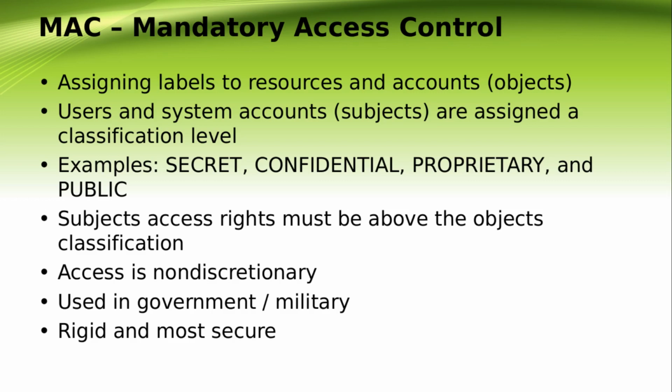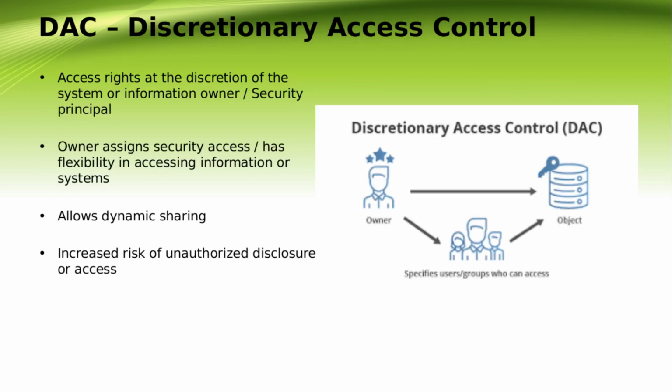Mandatory access control applies to all resources within the network and doesn't allow users to extend access rights by proxy. A slightly more complex system of access control involves restricting access for each resource in a discretionary manner. Discretionary access control: access rights are at the discretion of the system or information owner. The system's principal owner assigns security access, which is flexible in accessing information or systems, allowing the dynamic possibility of unauthorized disclosure or access.